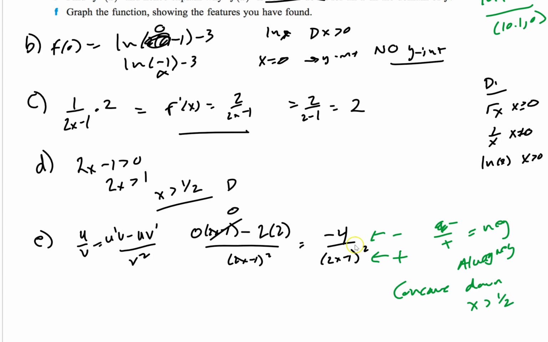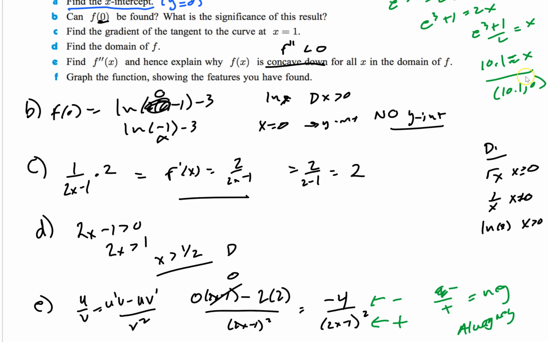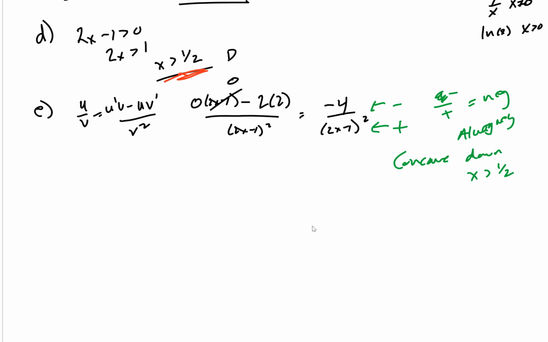And the last thing: graph the function showing the features you found. We didn't find that many features. We just know it's always concave down, and we found the x-intercept at 1, 0. Let's go over that again. We've only found a couple of things. We found one point, our x-intercept. We know there's no y-intercept. That's important. We know the domain is greater than 1/2, so we can't go any further left than 1/2. And we know it's always concave down.